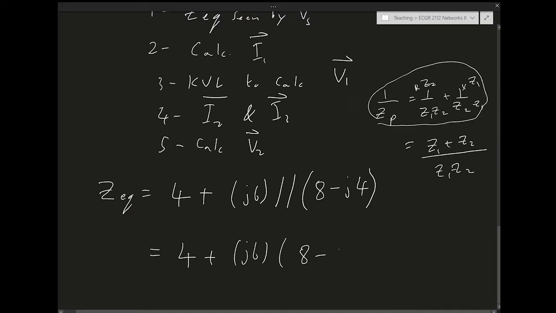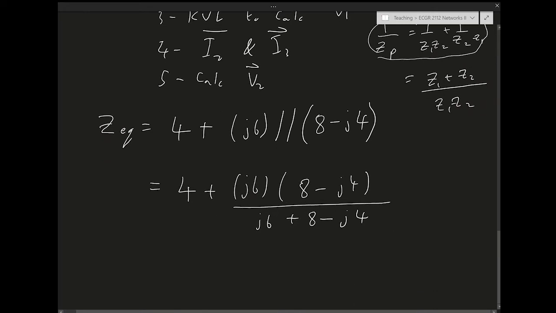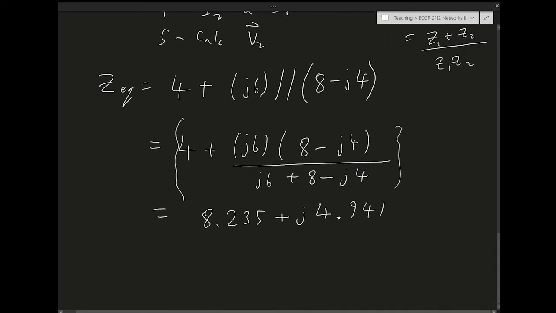So it's going to be J6 times 8 minus J4 over J6 plus 8 minus J4. Their product over their sum. And we can do this calculation easily, right? We end up with 8.235 plus J4.941, and I chose to approximate up to 3 significant digits. Anything beyond 3 significant digits, I just round off. I can convert this to polar, so I get 9.604 at 30.96 degrees ohms.